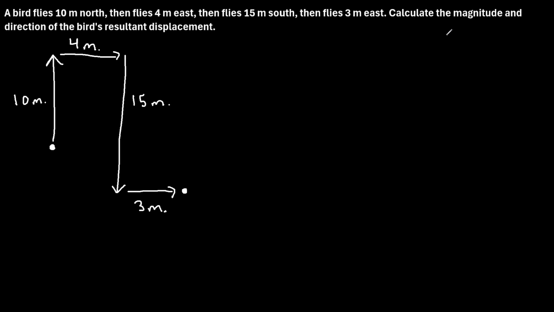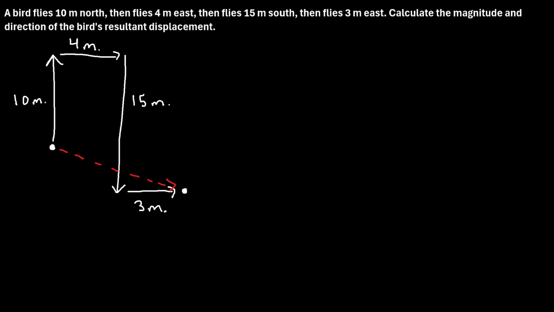So it says calculate the magnitude and direction of the bird's resultant displacement. What we need to understand is that when we're talking about a resultant vector, that's simply a vector that starts at the starting point and ends at the ending point of this bird's journey. So if we were to draw the resultant vector, it would look like this. Just a straight line that starts at the beginning and ends at the end of the bird's journey. Now our question is, what is the magnitude of this vector? In other words, what is the length of this vector? So how can we find that?